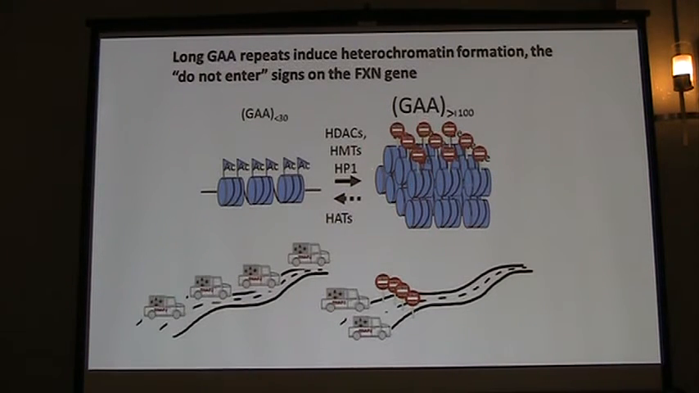So what happens is this structure becomes very compacted. The genes that are in here are not open anymore, so they're not transcribed anymore. So the genes are silenced. And this is what happens when the repeats get long. All these do not enter signs get deposited on top of this histone protein, and the truck cannot enter the road, and transcription cannot occur.